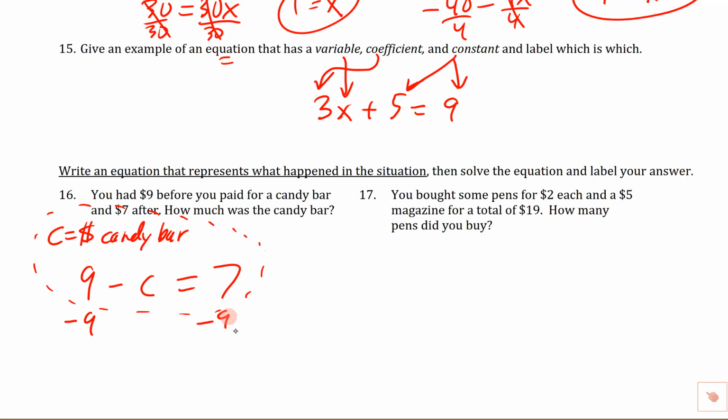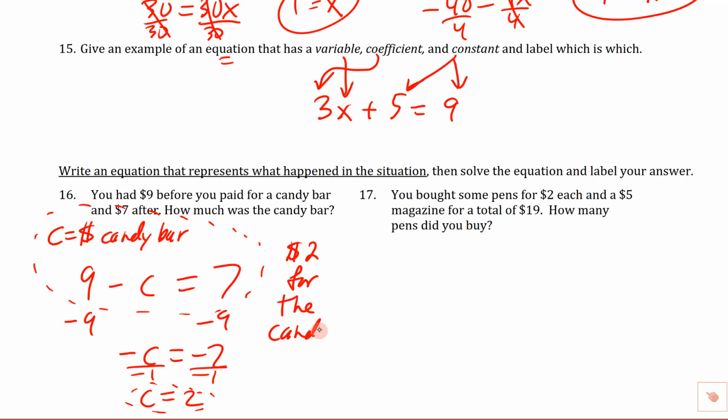So I'm going to subtract 9 from both sides. So I get a negative C over here, don't forget that, and then 7 minus 9 is negative 2. Remember, we can't have a negative in front of the variable, so there are 2 things we can do. We can just say, hey, I don't want negative C, I want positive C. So that would be C equals, and then I don't want negative 2, I want positive 2. Or we could just go through and divide everything by a negative 1. And this right here would be the answer. Now, we're not finished until we write the answer as kind of a sentence. So we're going to say $2 for the candy bar. Okay, $2 for the candy bar.